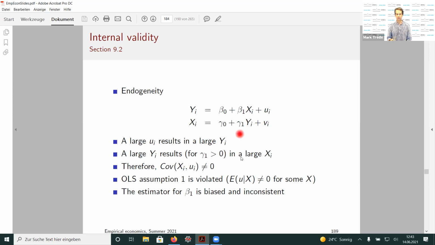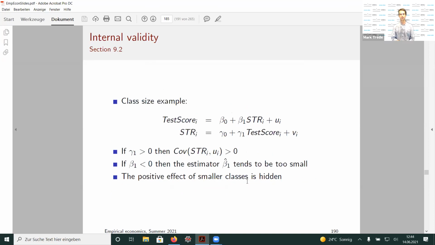And the expected value of the error term given X would no longer be zero, at least not for all the values of X. And in that case, the estimator for beta 1, the slope coefficient, that's the causal effect we're interested in, would be biased and inconsistent. And we would have to do something about that.